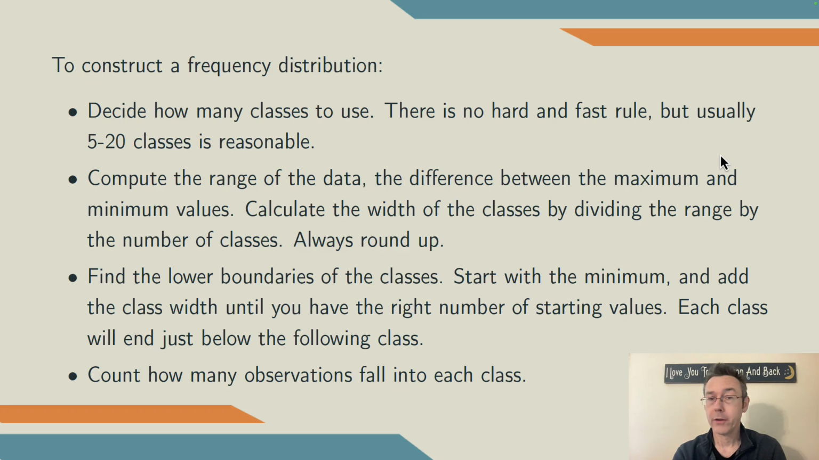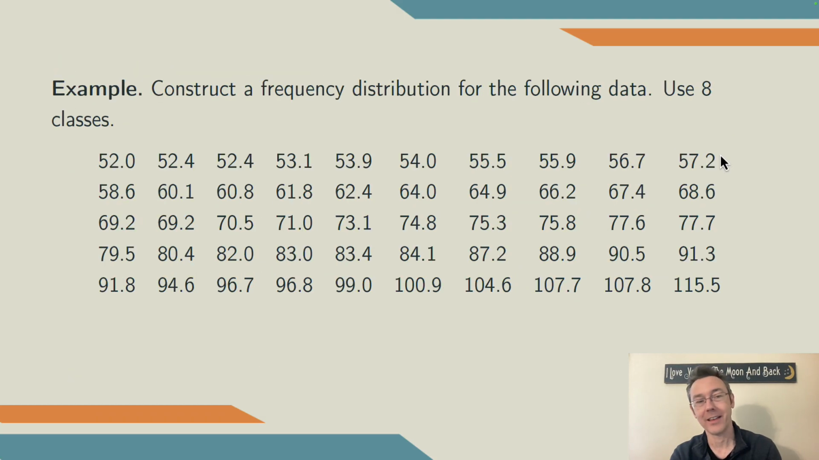Then you find the lower boundaries for each class. Start with the minimum in your data set, then add the class width repeatedly until you have the right number of starting class values. Then to get the upper class values, you end just below the next class up. So then you just have to count how many observations fall into each class. All this gets more clear when we do an example.